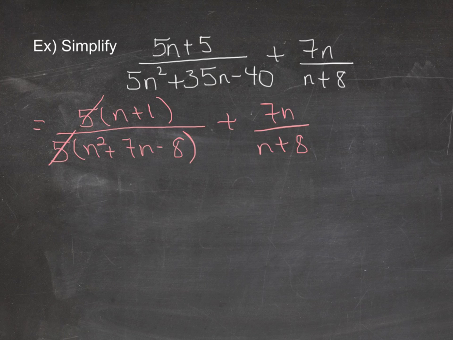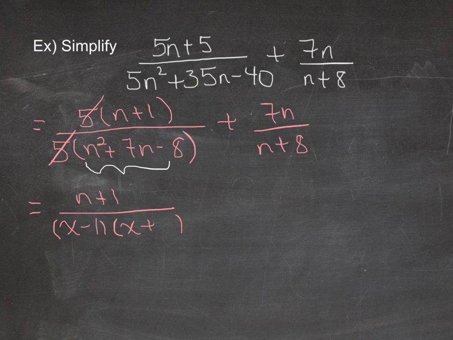Okay, and then I can factor this in the denominator a little bit more as well. I have that quadratic. And again, if you need a review on factoring, make sure you go and watch the factoring videos. So on the numerator, I still have n plus 1. I can drop the brackets because I'm not multiplying anything through anymore. And then in the denominator, I'm looking for two numbers that multiply to negative 8 but add to positive 7. So that would be negative 1 and 8, plus 7n over n plus 8.